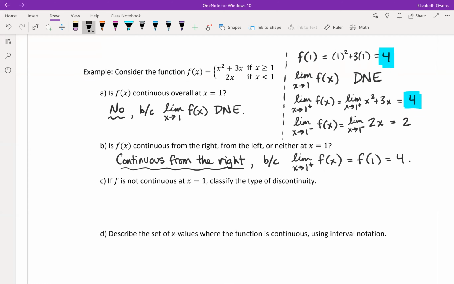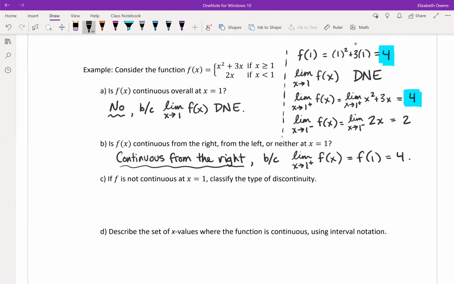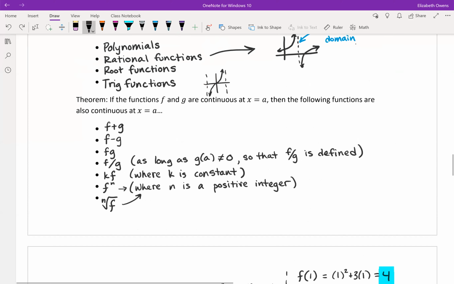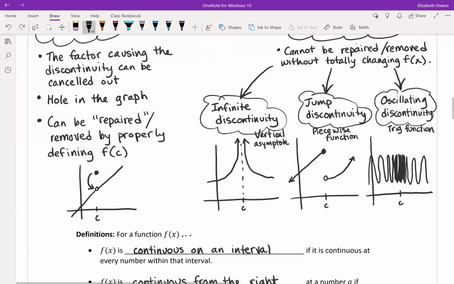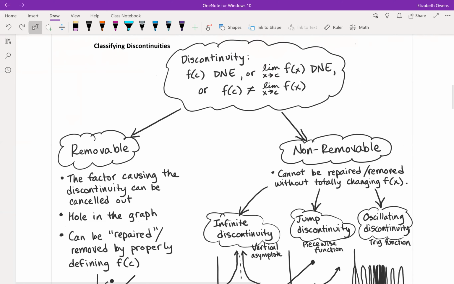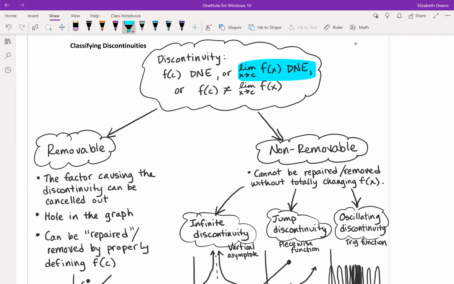Now, next part. If f is not continuous at x equals 1, classify the type of discontinuity. So for starters, f is not continuous at x equals 1. We've established this. So we do have to classify the type of discontinuity. We don't get out of that. So let's go back to our discontinuity classification chart. Okay, we definitely have a discontinuity. Our overall limit did not exist, so we do qualify for this.